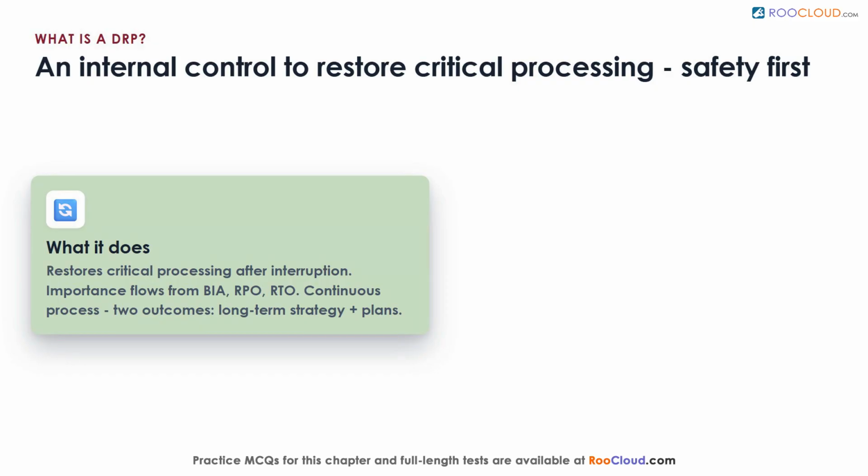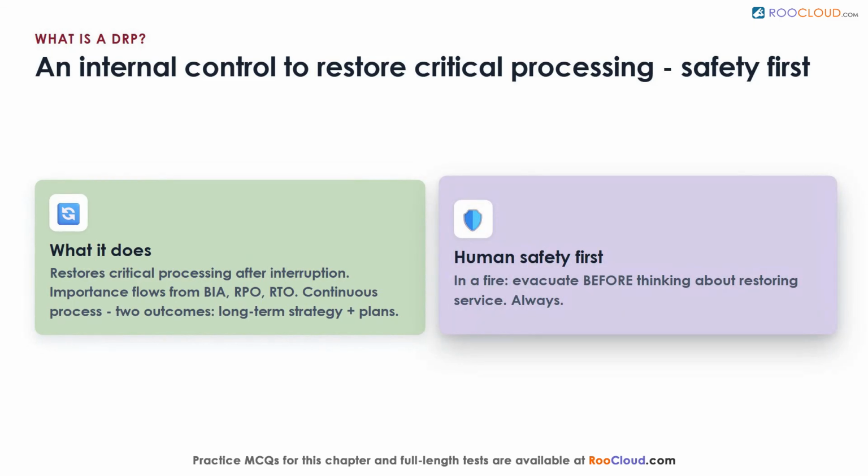It produces two outcomes: longer-term strategies that reshape infrastructure over several years, and the plans themselves which direct the response to incidents. Above all, remember one priority: human safety comes first. In a fire, you evacuate before you ever think about restoring service.